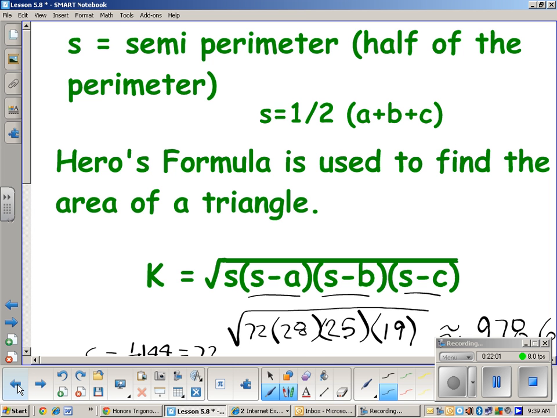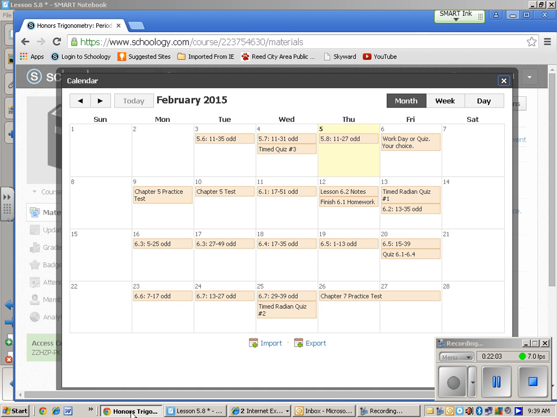In that case, you should do 11 through 27 odds. What is that? About 8 problems.